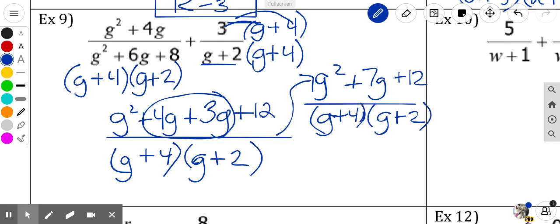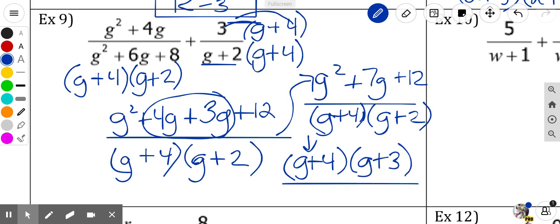Okay, so that's what happens after you add the numerators. Now we just have to factor the numerator. Remember, after you add or subtract the numerators, you need to see if it can be factored. So now we want numbers that multiply to 12 and add to 7, which would be 4 and 3. So that turns into g plus 4 times g plus 3.